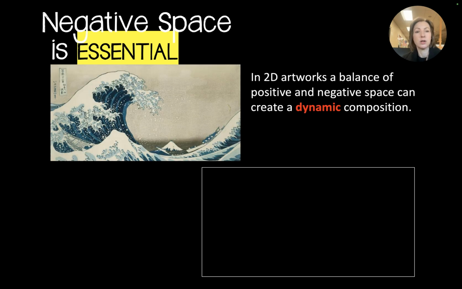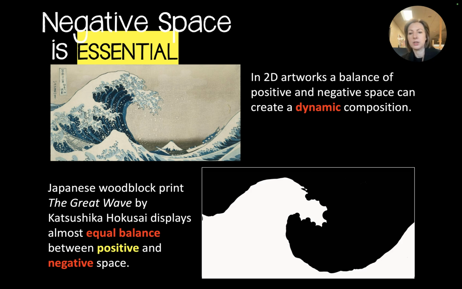When you're drawing a 2D artwork, a balance of positive and negative space can create what's called a dynamic composition. This is a Japanese woodblock print called The Great Wave by Katsushika Hokusai. I'm sorry if I'm saying that wrong. It displays an almost equal balance between positive and negative space. If you just broke it down into the space, it has this beautiful yin-yang type of feeling to it, right? Kind of like those graphic design examples I showed you from the beginning. Understanding the balance between positive and negative space also helps you when you're designing your composition for your overall project.